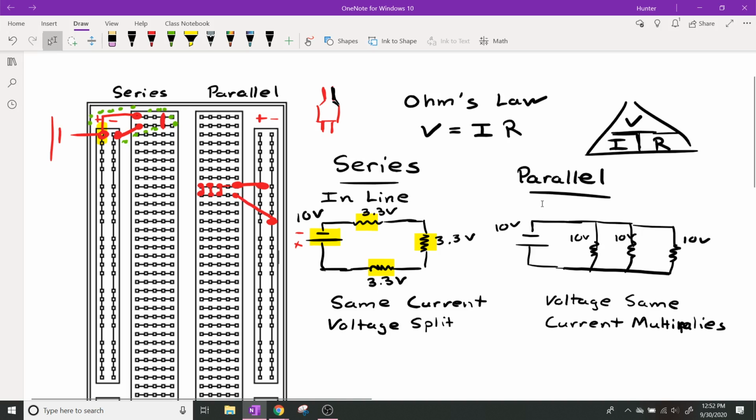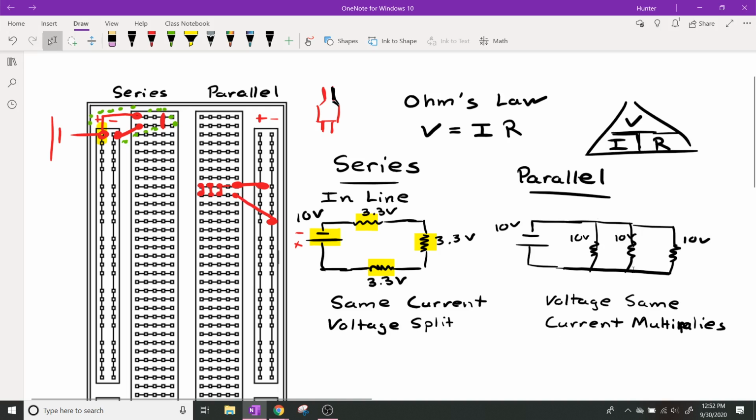Likewise, with a parallel circuit, you're still going to get electricity going from positive to negative, but there are multiple branches involved. And when you add multiple branches to a circuit, what ends up happening is the voltage in each branch stays exactly the same, but the current is going to end up getting multiplied by the number of branches that you add.